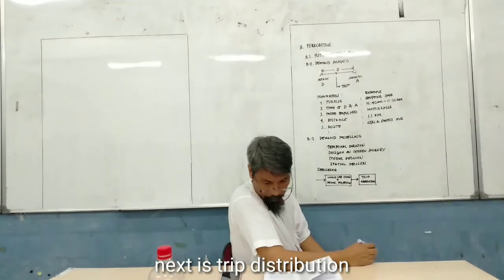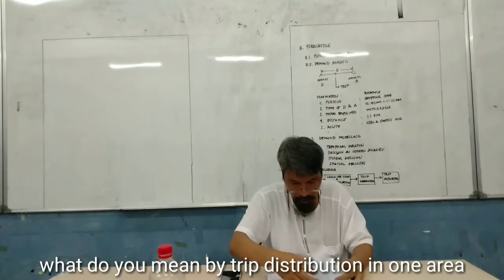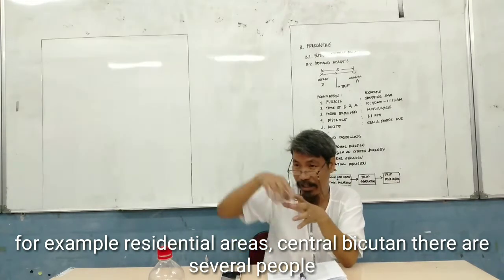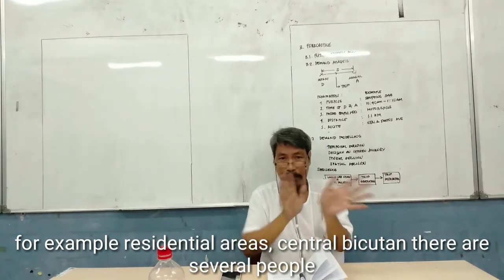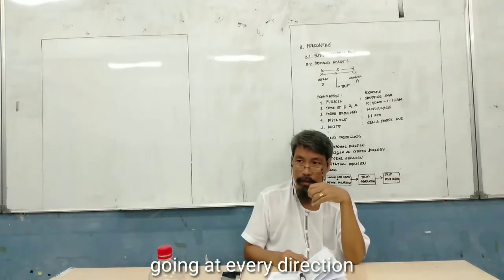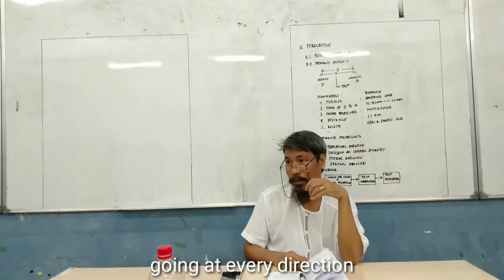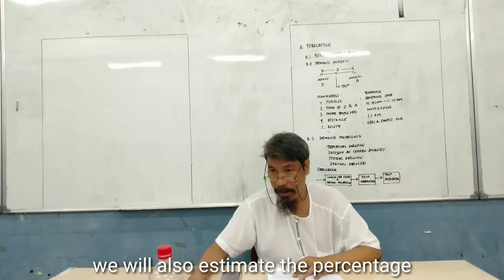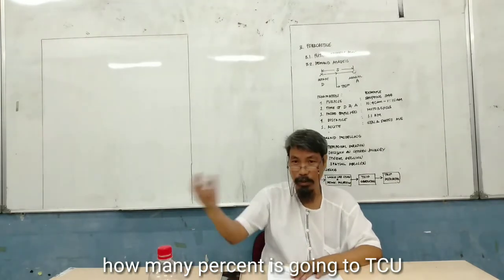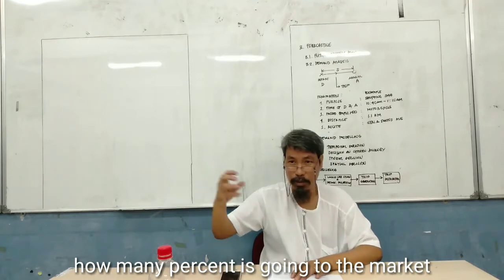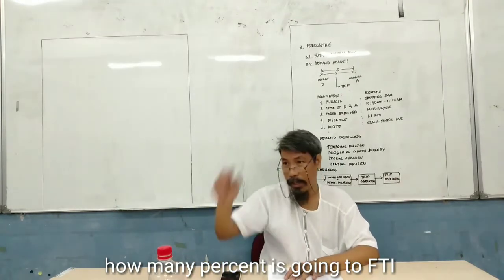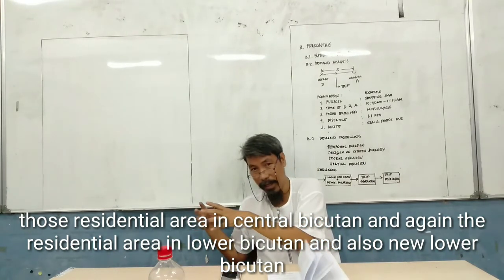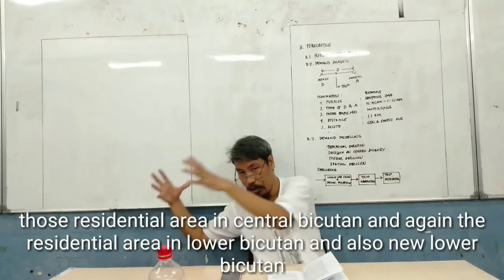Next is trip distribution. What do we mean by trip distribution? In one area, for example, residential areas, there are people going in every direction. Right? So we will also estimate the percentage. How many percent is going to TCU? How many percent is going to the market? How many percent is going to FTI? Those from the residential area in Central Bicutan, and again, the residential area in Lower Bicutan.